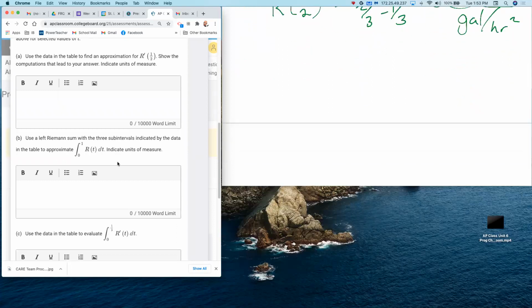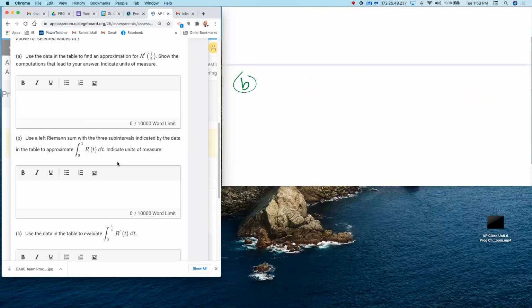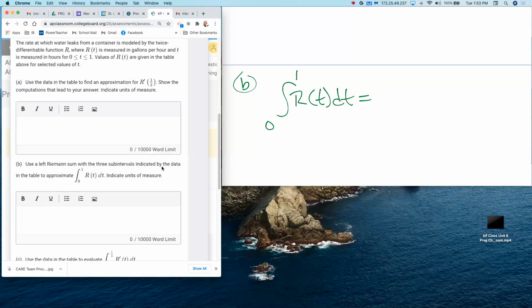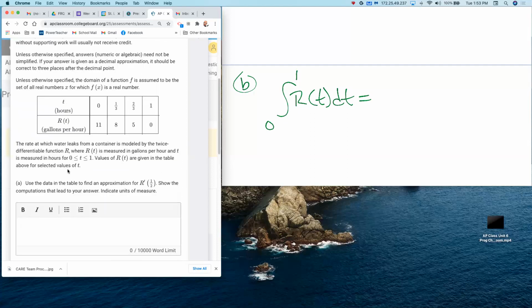So part B, I would encourage you, in this case, you wouldn't have to write this part, but I might write that just to start out with. But then I'm going to go up here and use the left Riemann sum. So each of these is 1/3. So I would do 1/3 times 11 plus 1/3 times 8 plus 1/3 times 5.